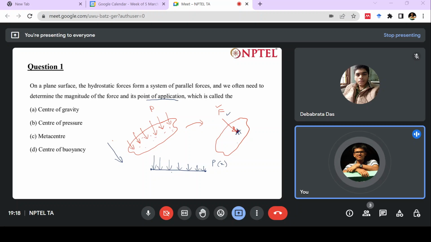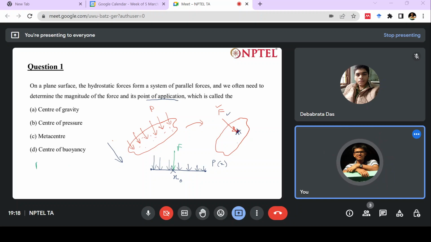Now, how do I find a particular point, which is the point of application? Let's say I'm calling that x0. So how do I find this? First of all, the resultant force that is acting on this plate, let us call that F.